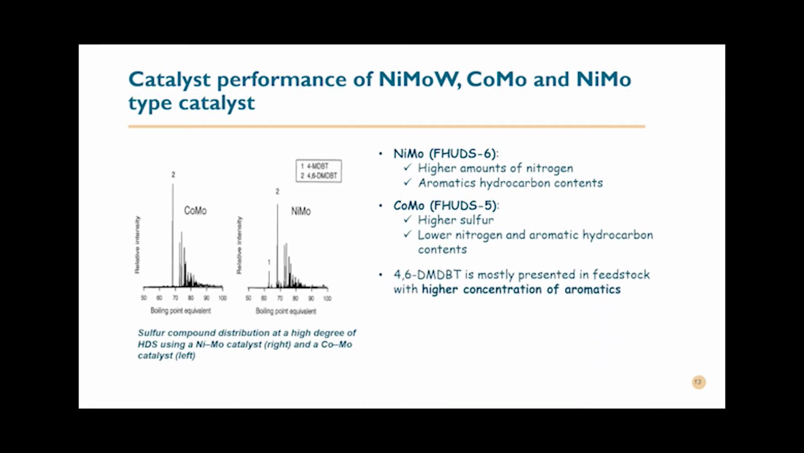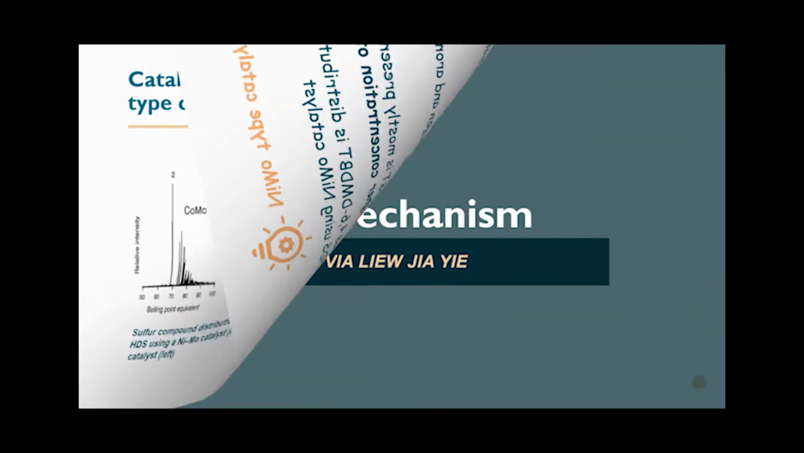Since 4,6-MTBT is mostly present in feedstock with higher concentration of aromatics, NiMo type catalyst is primarily considered. The figure here demonstrates that the selectivity of 4,6-MTBT by NiMo catalyst is higher, as less sulfur is distributed in the cell after HDS. In conclusion, NiMo type catalyst FHUDS6 will be chosen as the optimal catalyst for our reactor design.